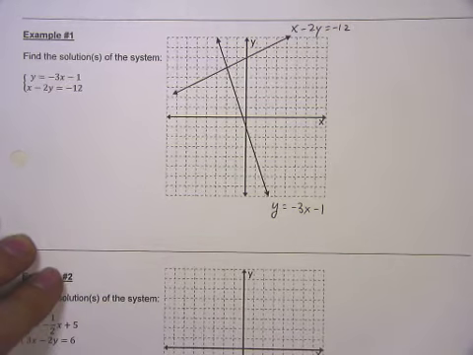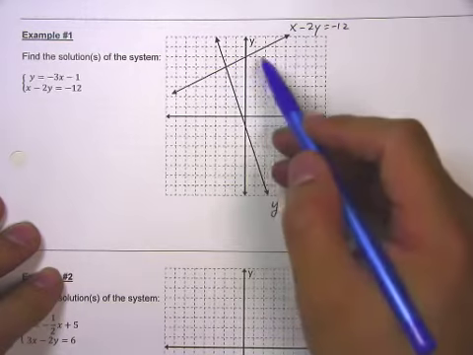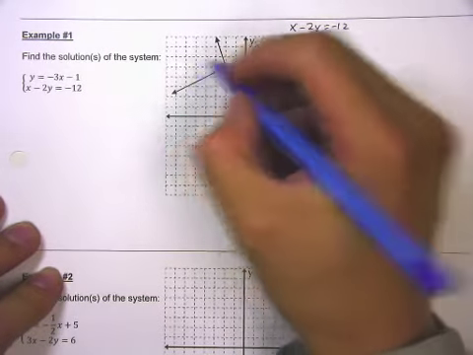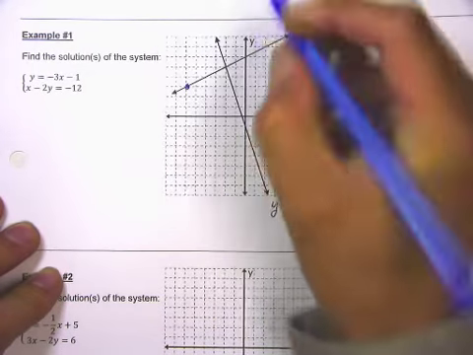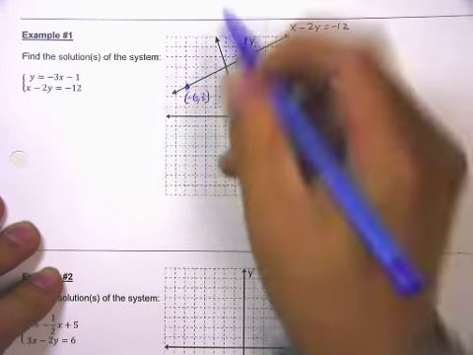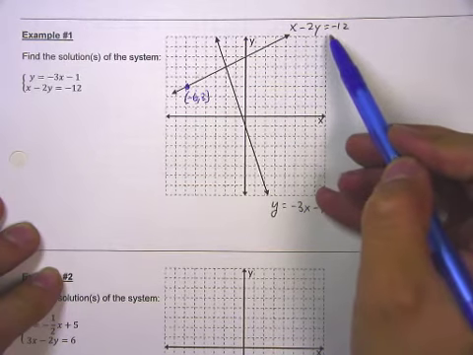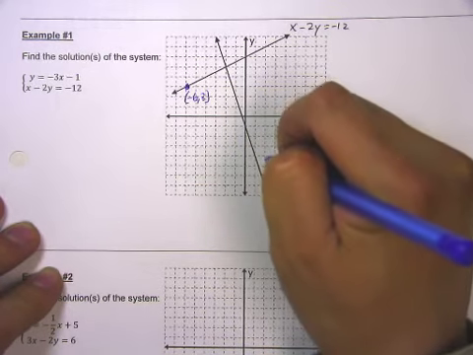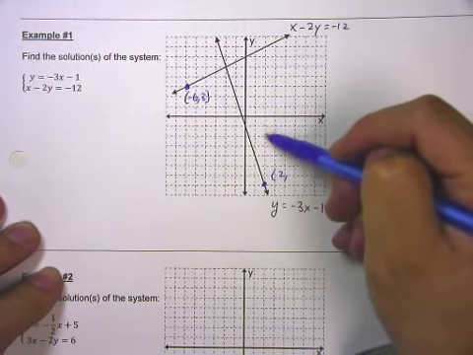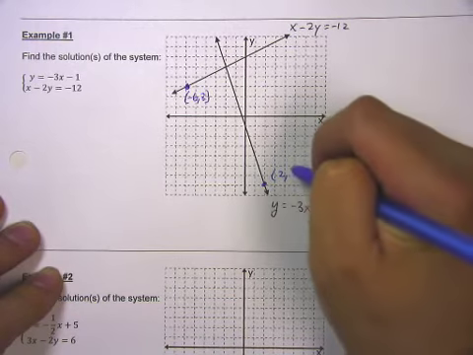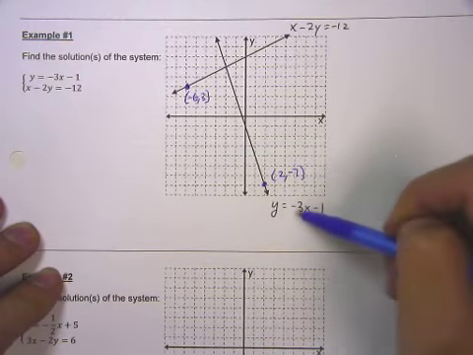I want you to think about this by remembering what a line is. A line is made up of a bunch of points, and each point is a solution to that equation. For example, this point here is negative 6 comma 3, and that would be a solution to this equation, x minus 2y equals negative 12. And this point here, 2 comma negative 7, would be a solution for this other equation.